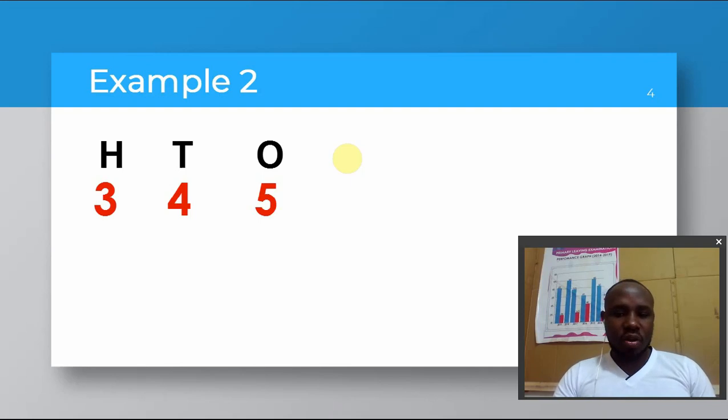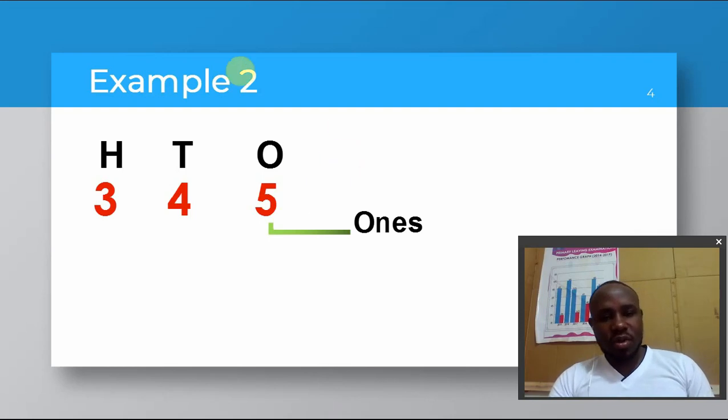Let's move on. Now we can go ahead and write them in words. Therefore, the place value of 5 is ones, and we write the word ones as O-N-E-S. Ones.